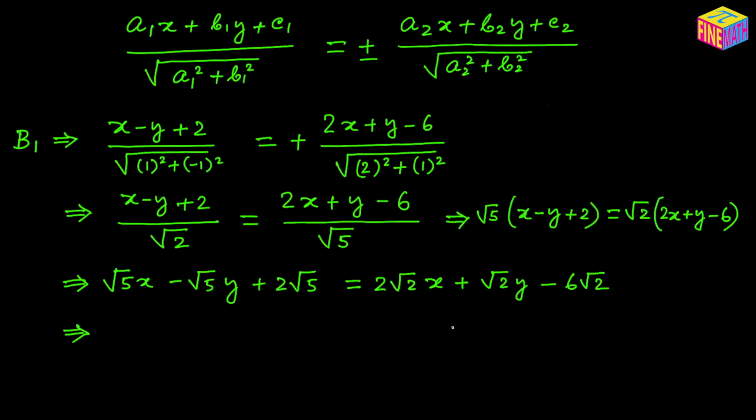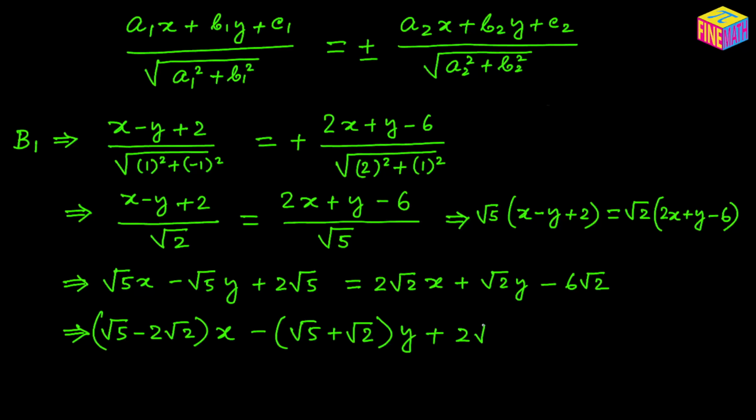And from here if we bring all the terms to the left hand side, then this would be (square root of 5 minus 2 times square root of 2) whole times x, and then minus square root of 5 and then another negative square root of 2, so that would be positive square root of 2 like this times y, and then plus 2 times square root of 5 and plus 6 times square root of 2, that is our constant term, and that is equal to 0. So that is one of the equations of the bisectors.